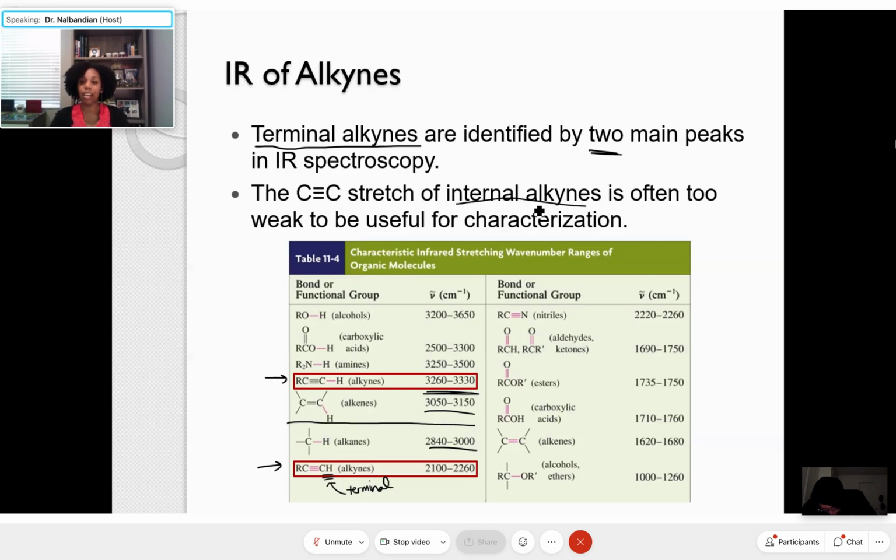When it's an internal alkyne, then that carbon-carbon stretch is a bit too weak, so it's too small to see in general. So in general, if you see these two peaks, you know you have a terminal alkyne. Usually if you have an internal alkyne, you're not going to see that carbon-carbon stretch. Questions there?